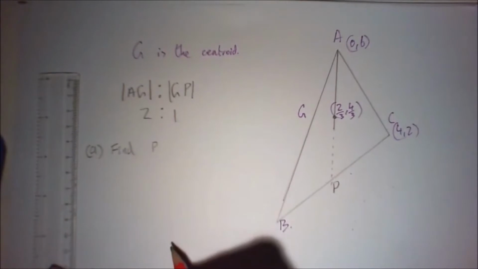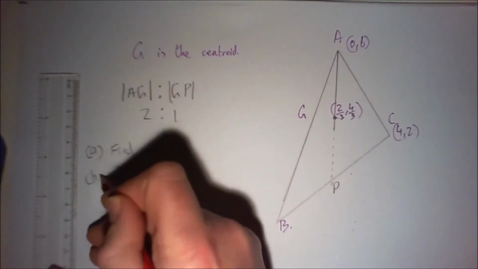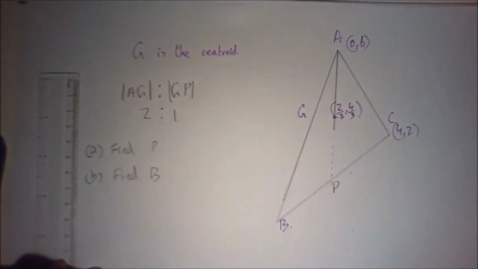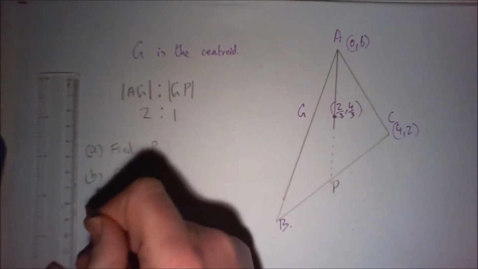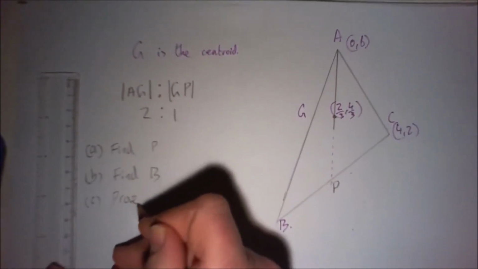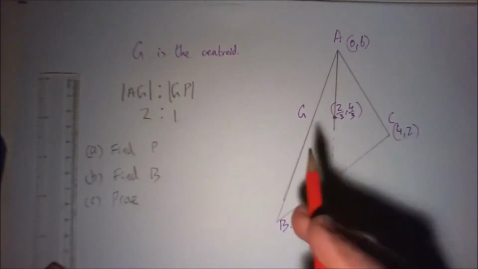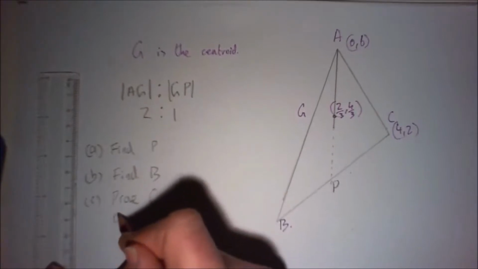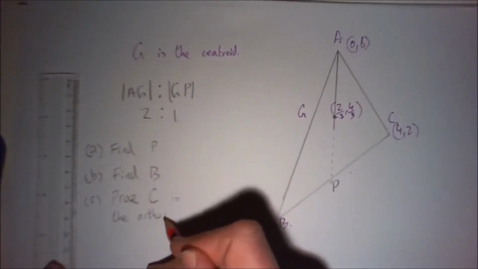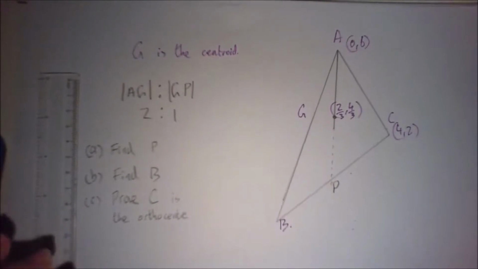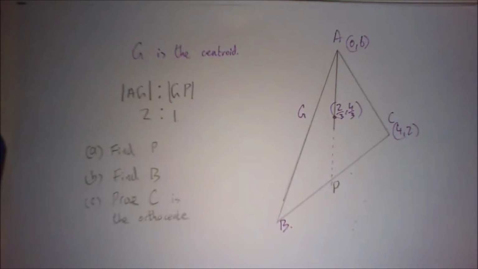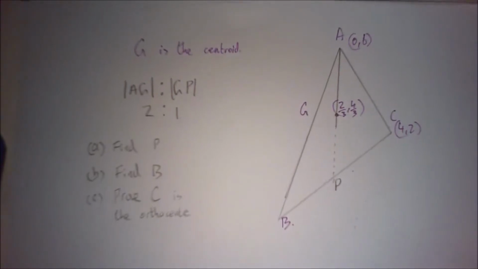And the first thing we're asked to do is find P. Then find B. And then prove C is the orthocenter. Interesting.